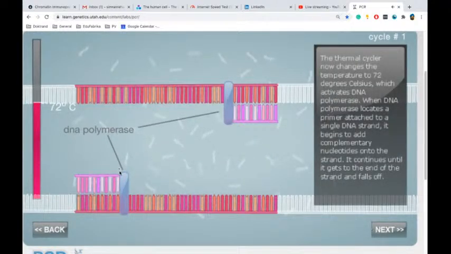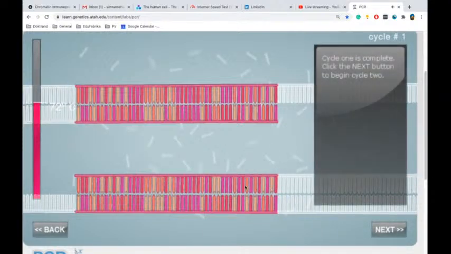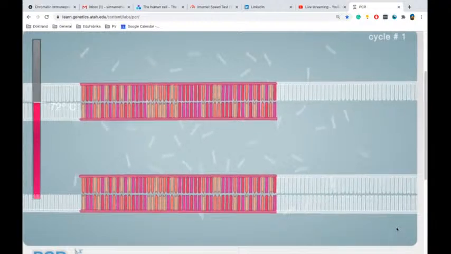So they are joined, and then DNA polymerase will join at the temperature of 72 degrees Celsius and continue the reaction. So here your complementary DNA is produced against your DNA. So this is your cycle 1. Cycle 1 is complete in this way.